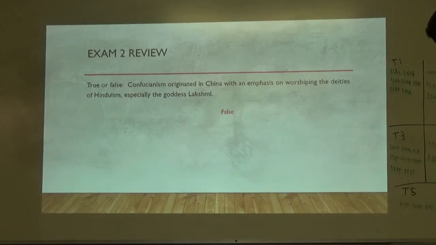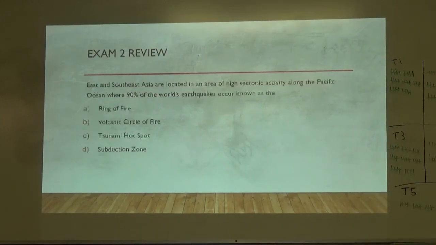Alrighty. At least you're even with all these. Alright. East and Southeast Asia are located in an area of high tectonic activity along the Pacific Ocean where 90% of the world's earthquakes occur, known as, is it A, the Ring of Fire, B, Volcanic Circle of Fire, C, Tsunami Hotspot, or D, Subduction Zone? Wait, double appearance. Alright, 3, 2, 1.